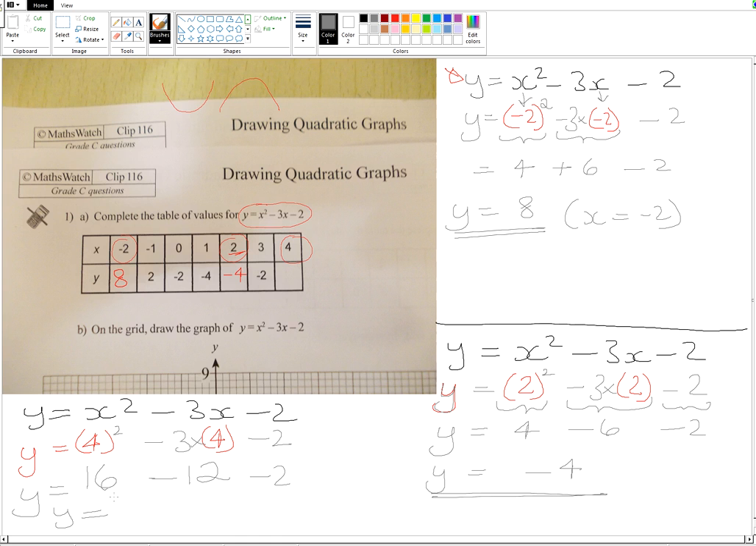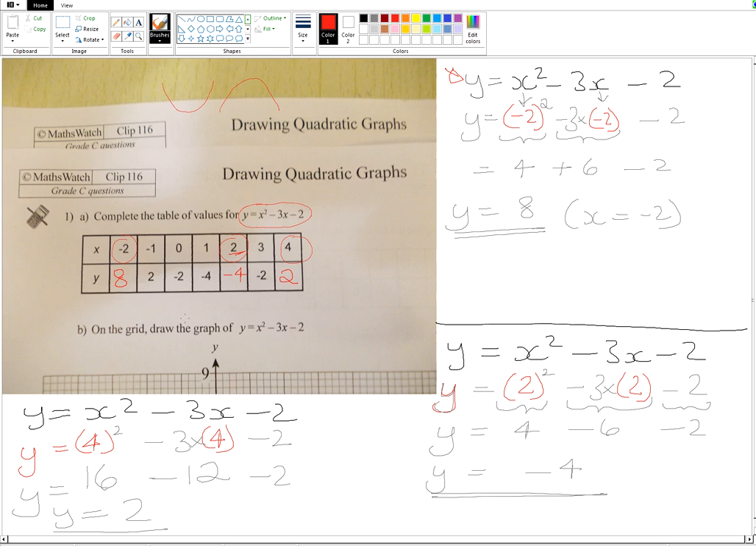16 minus 12 minus 2 is 16 minus 14. 16 minus 14 is 2. So let's put that value in. It's 2. So that is now 3 calculations that were required to do that particular question.